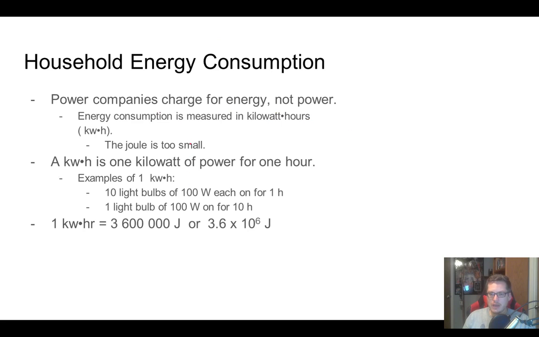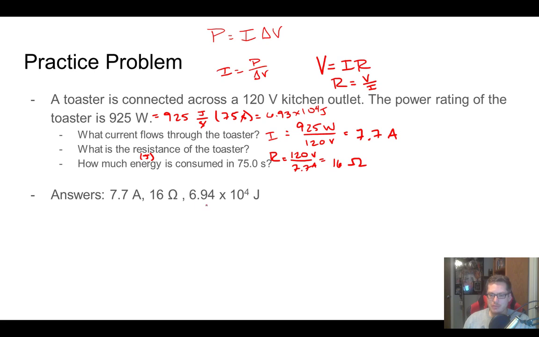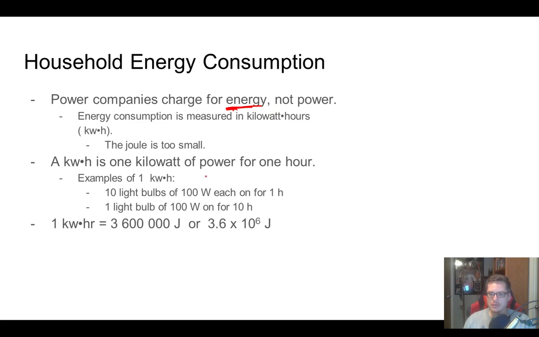All right. Household energy consumption. This is more practical applications, what you're going to be dealing with pretty much for the rest of your lives. Power companies charge for our energy. They don't charge for the power that they supply. They charge by the energy. They care about how much energy you used, not how much power was supplied to you.